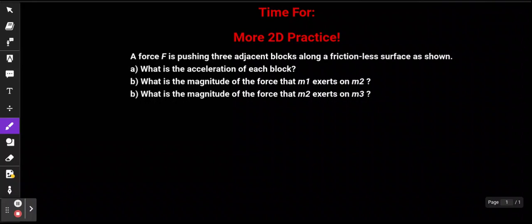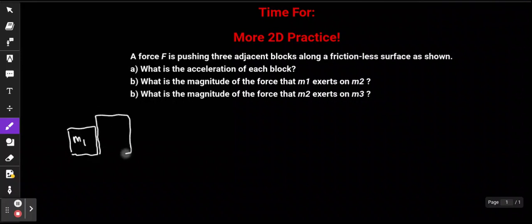Okay, so the first question is asking: a force F is pushing 3 adjacent blocks along a frictionless surface as shown. So I will draw these 3 blocks. Our first block is M1.